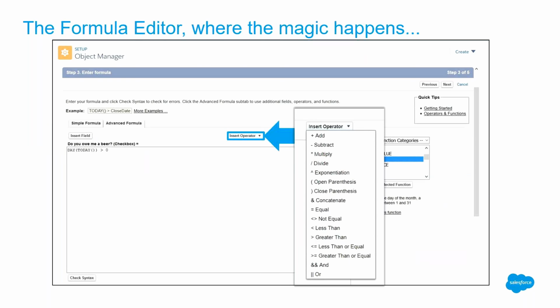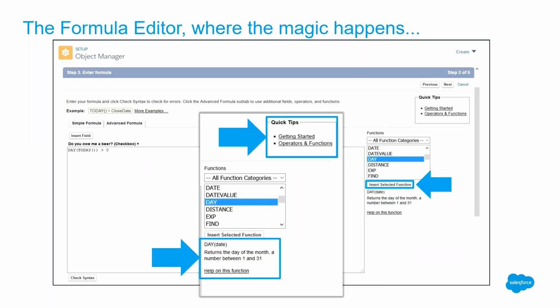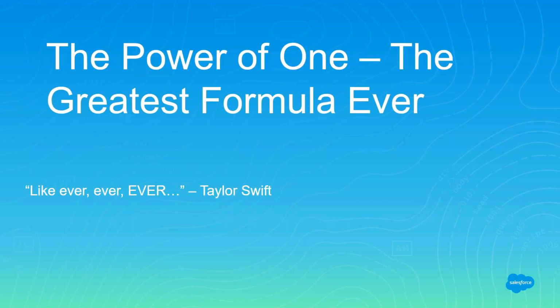There's Insert Operator. It has all the operators that you can use in a formula right there. And most importantly, the Insert Function button. This is just an incredible feature in the formula editor. When you select a function from that pick list, it also has a link to the online help and training for that function and a syntactically correct representation of what that function does and how it's used. So I strongly recommend using them.